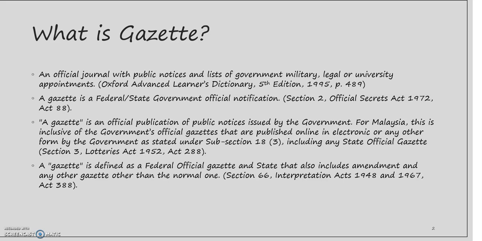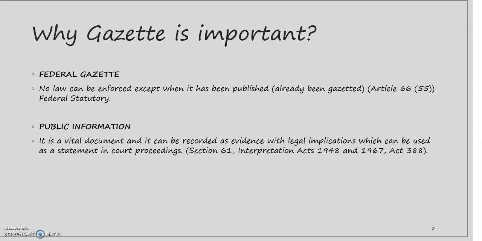For Malaysia, this is inclusive of government's official gazette that are published online, i.e. electronically, or using any other form of gazette by the government as stated under subsection 18.3 of the State Official Gazette. So why do we need to gazette? Why is gazette important? For federal gazette, no law can be enforced except when it has been published or when it has already been gazetted. This is provided under Article 66 of the federal statutory.